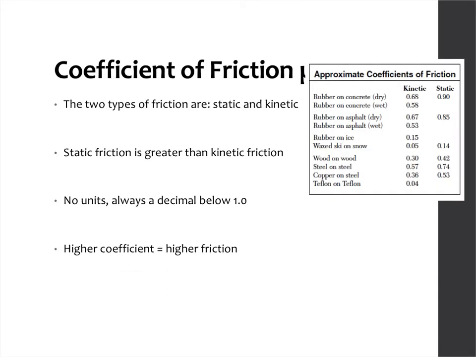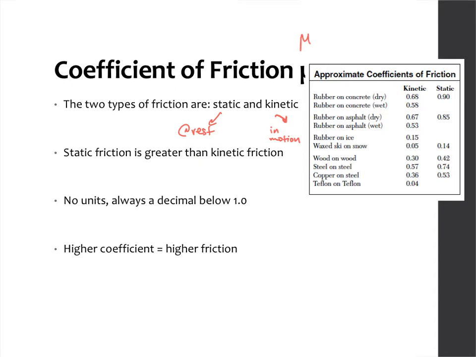So I have to talk about the coefficient of friction, mu. This table right here is taken directly from the Regents reference table. It gives you the values of the different coefficients of friction between two different surfaces. So this coefficient is dependent on the two types of surfaces in contact with each other. And you can see there are two types, static and kinetic. So static means at rest, when the object's at rest, and kinetic is when the object is in motion.